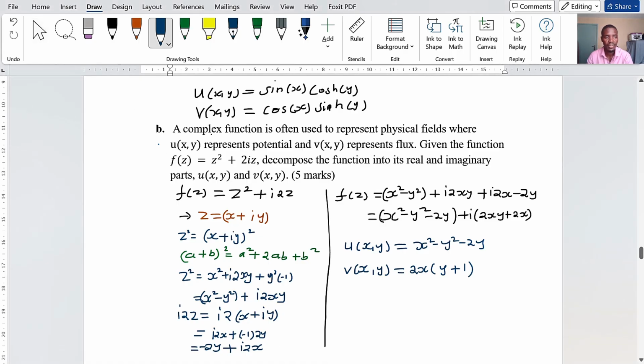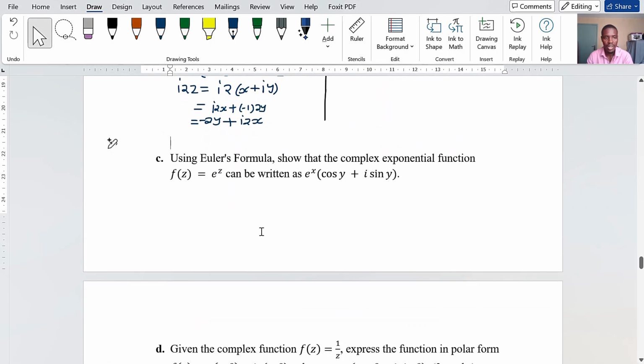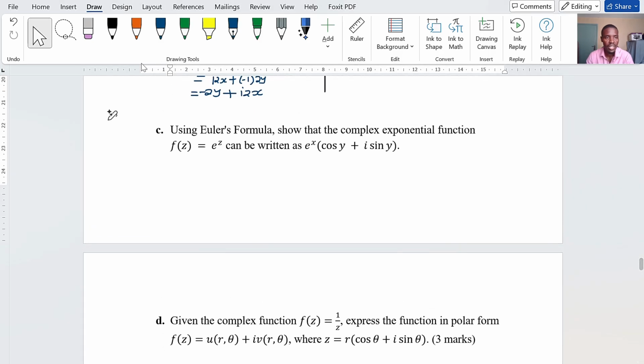Okay, we moved on to number C. So number C says f of z equals e power z. But we know that z equals x plus iy. So it means we are going to have e power x plus iy. I've just replaced z. Now I want to work on this.